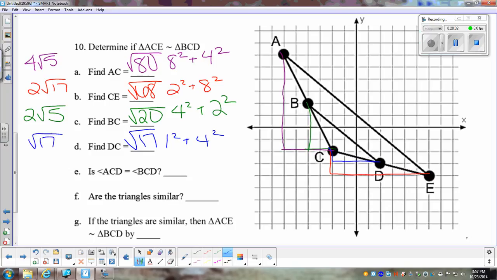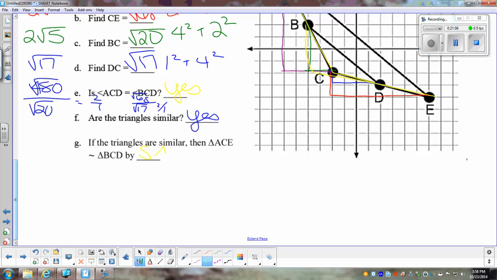So these are all going to have a ratio of 2 to 1. Because the square root of 80 over the square root of 20 is 2 over 1, and the square root of 68 over the square root of 17 is also 2 over 1. So these are, yes, similar. Oh, wait, we need the angle. Is ACD the same angle as BCE? Yes. So they are similar by side angle side. Next page.